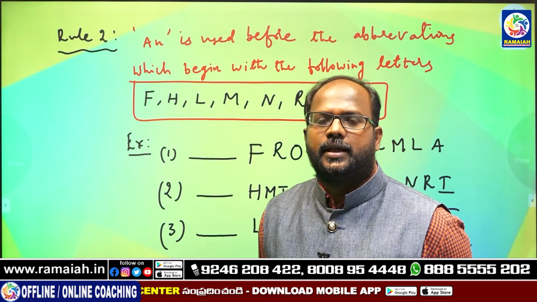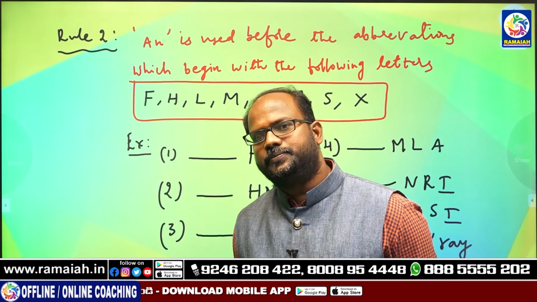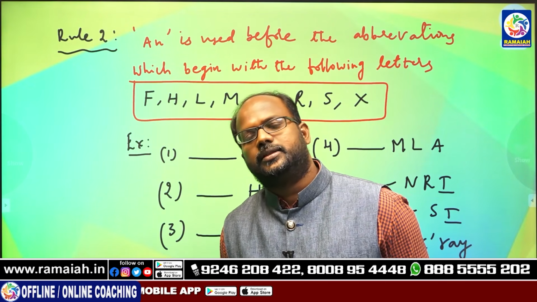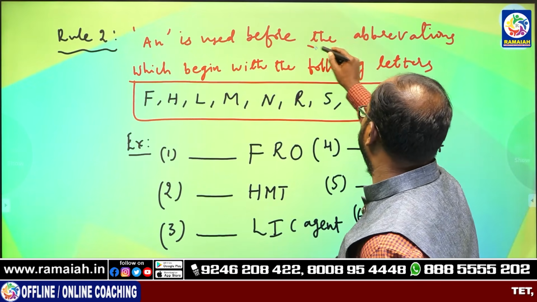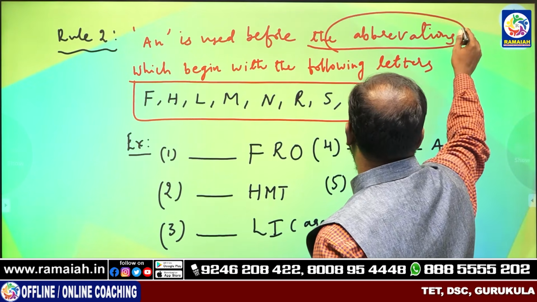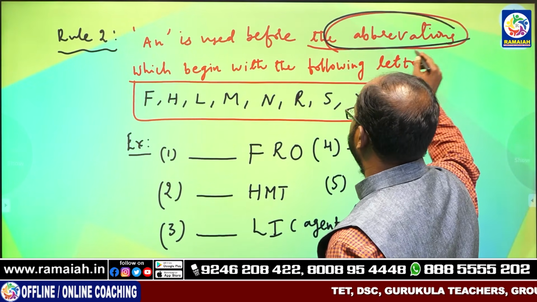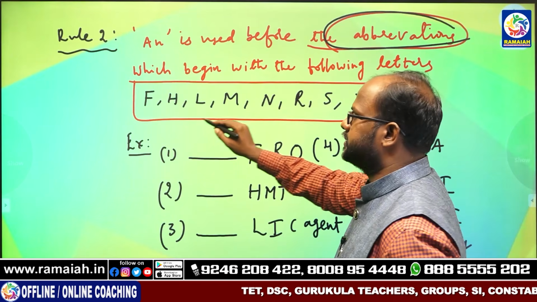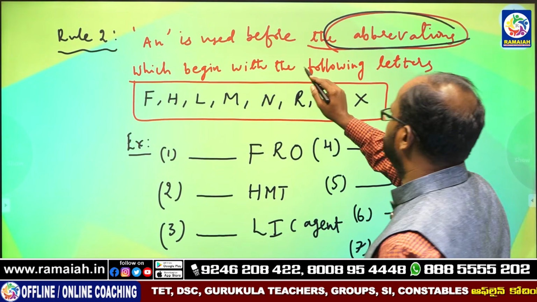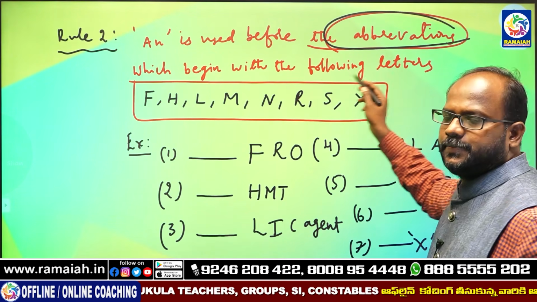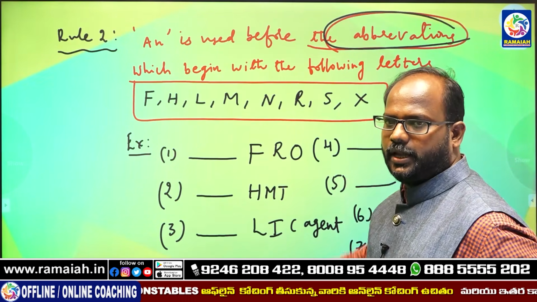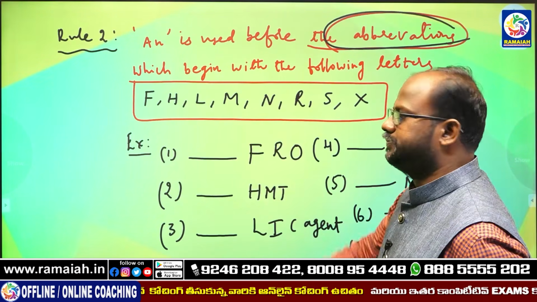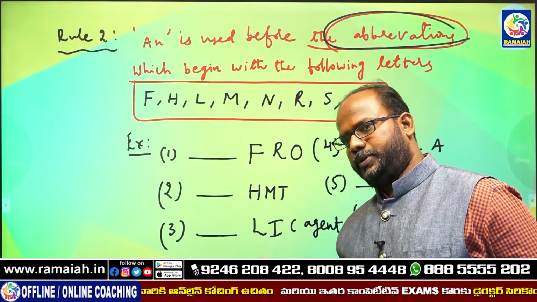If you take a letter from each word and put them together, that is called an abbreviation. Before abbreviations, if the abbreviation begins with letters like F, H, L, M, N, R, S, X, then an is used before the abbreviation.